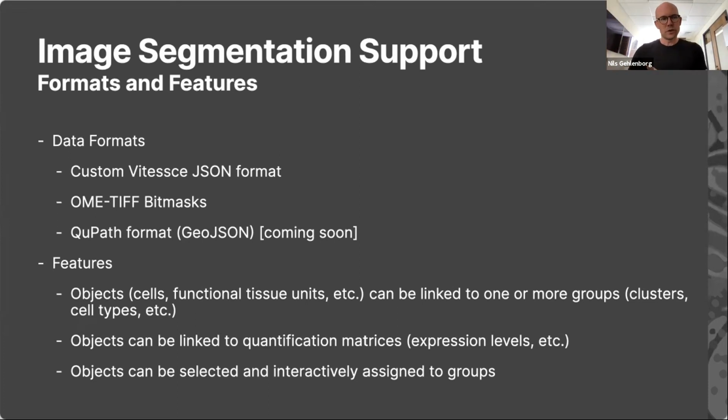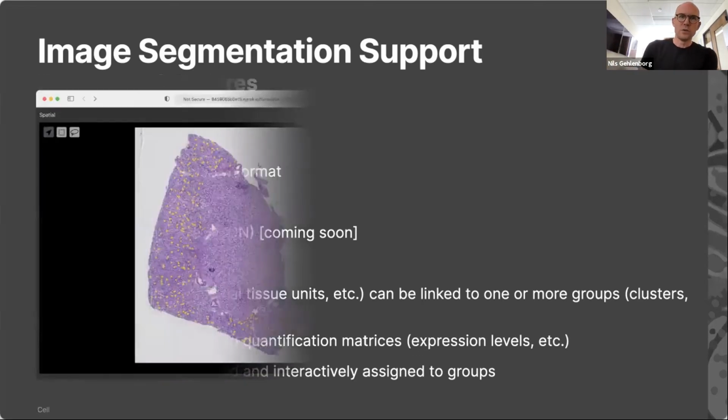You can also link these objects to quantifications, matrices, for example, an AnnData matrix, if you have gene expression levels that you want to overlay on your segmented cells. And then Vitessce also allows you to select these cells, interact with them, create groups of cells, etc. And so what does this look like?